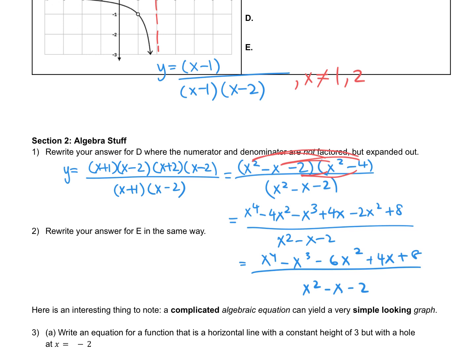Okay, let's do the same thing for graph E. This one was a little nicer. And of course for the previous one, we would have the same restrictions as the previous graph, just -1 and 2. This one has a lot less simplifying.